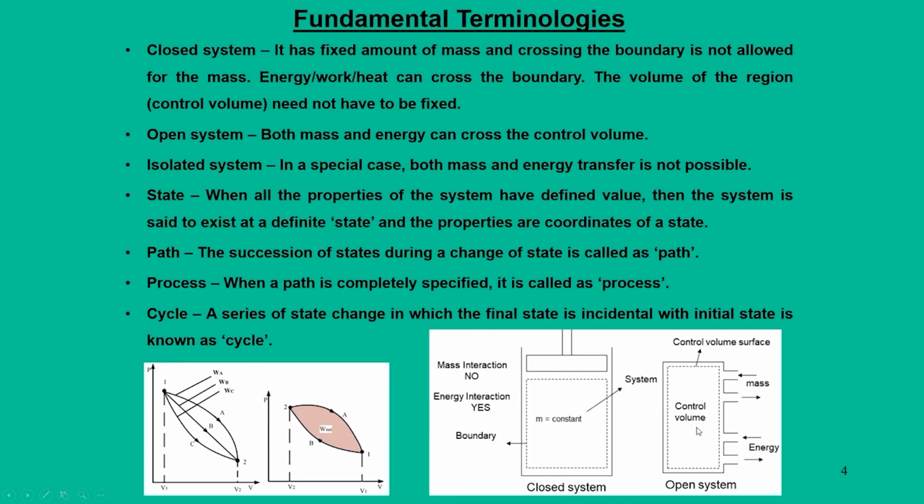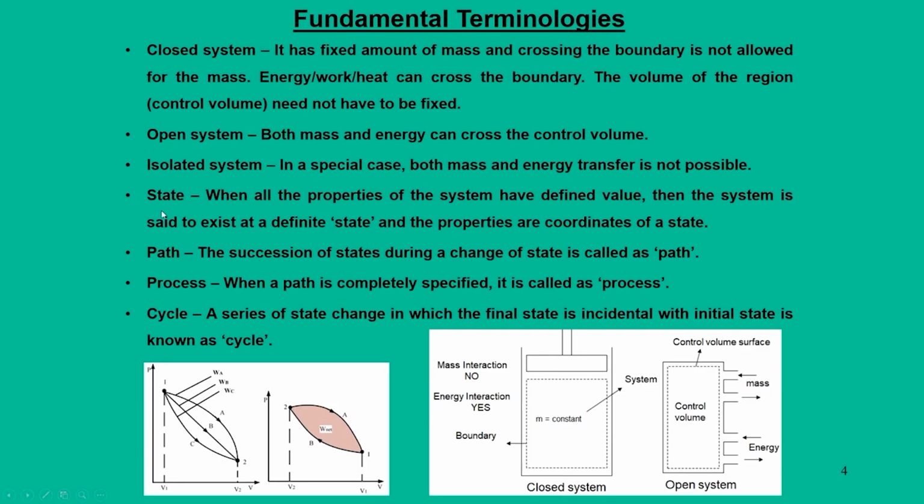Now, when you move on to an open system, many times we refer to it as a control volume, in which the volume of the system can change, because this open system allows mass to come in and go out, and it also allows energy to enter the system and go out. So, the open system allows both mass and energy interactions. And in the special case when no mass and energy interactions are possible, we call it an isolated system.